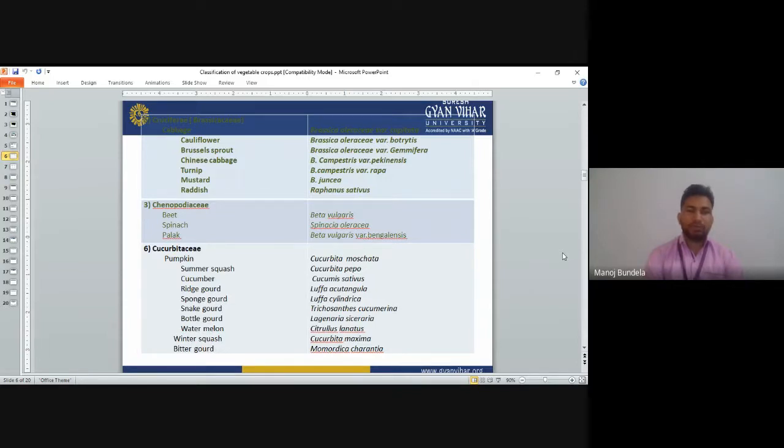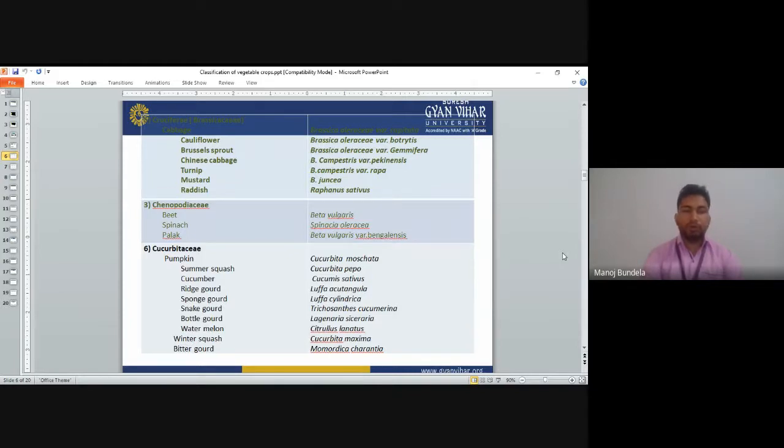Next is Cucurbitaceae. In the Cucurbitaceae family, the different cucurbits, gourds and melons will come. First one is pumpkin. The scientific name of pumpkin is Cucurbita moschata. Cucumber, the scientific name is Cucumis sativus. Summer squash, Cucurbita pepo. Ridge gourd, Luffa acutangula.